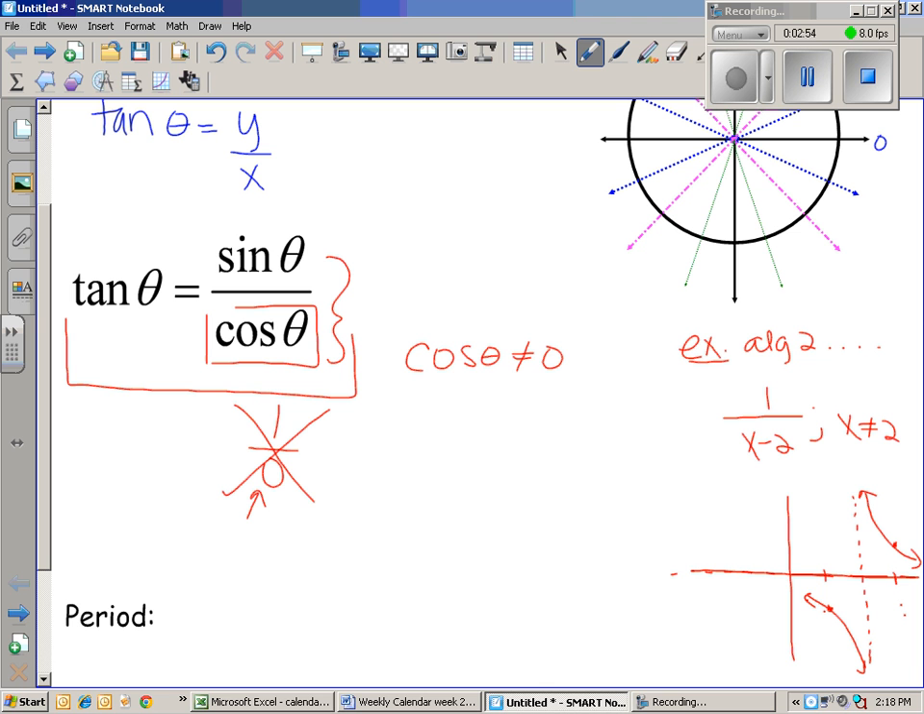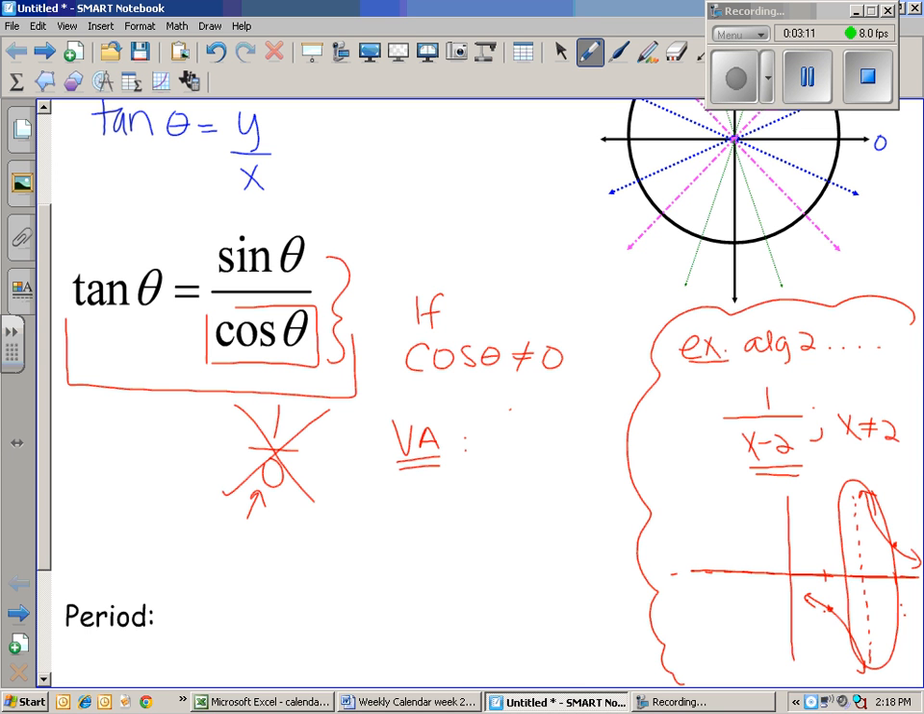But that idea, this is in our thinking bubble, that idea becomes really important, because if the denominator is equal to 0, then we have a vertical asymptote. So if the cosine of theta does equal 0, we have to worry about a vertical asymptote, okay? The vertical asymptote, something we cannot touch.